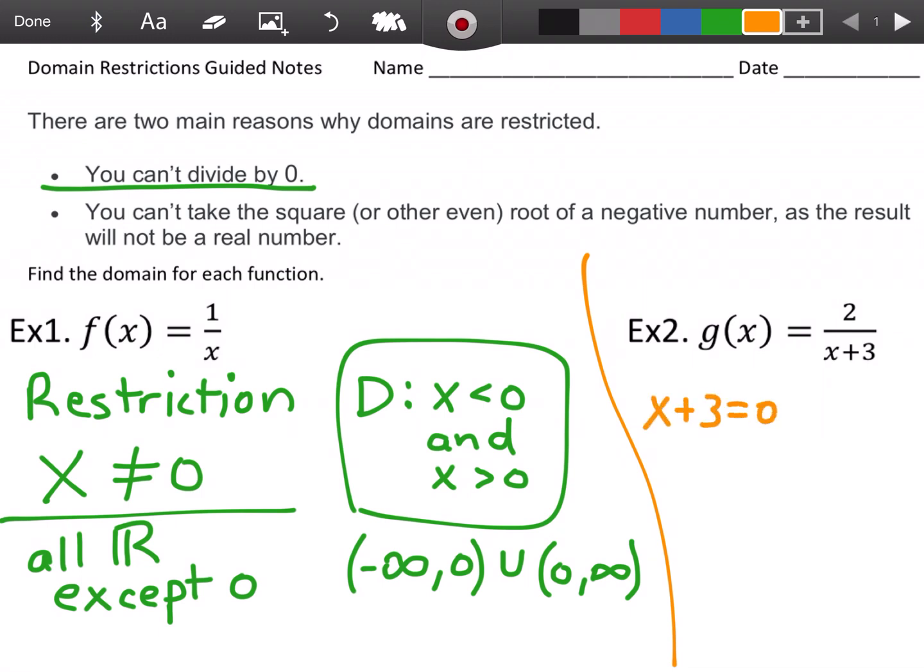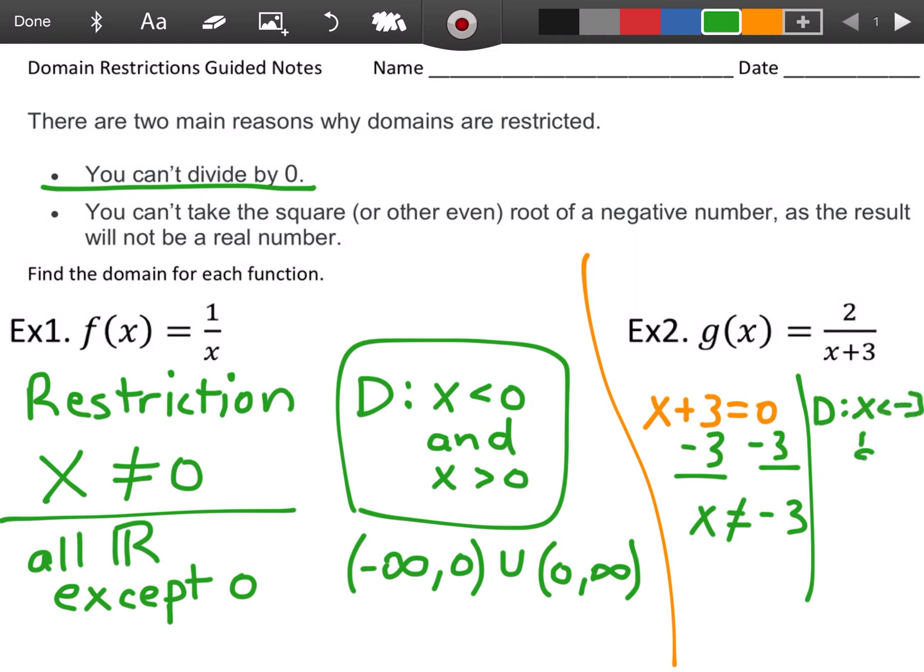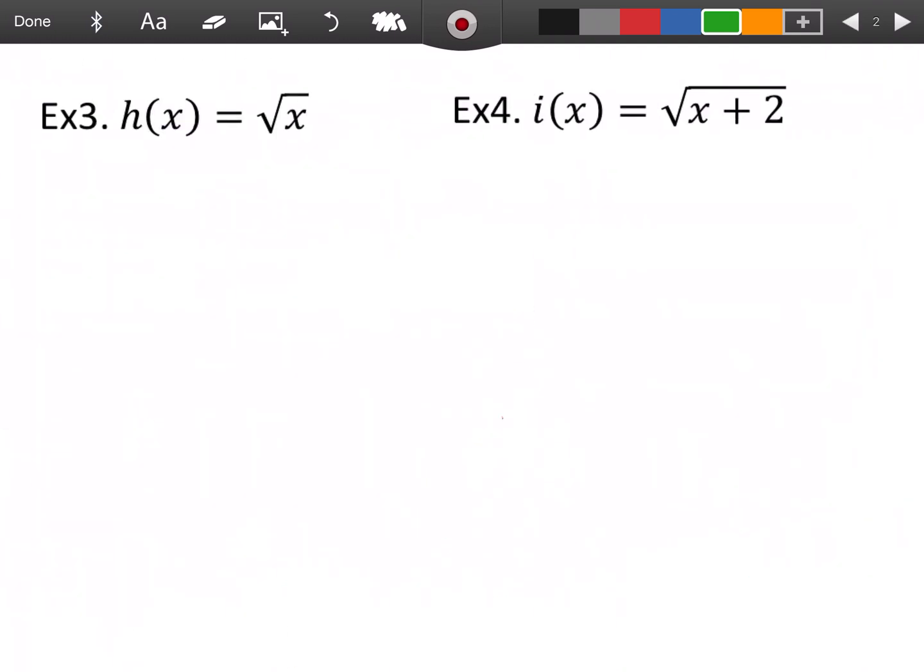Number 2, our denominator cannot equal 0. And so if we set that denominator equal to 0 and solve it, we will figure out what value cannot happen. Subtract 3 from each side, we get x equal to negative 3. Our restriction is that x cannot equal negative 3. And so our domain ends up being all the x's less than negative 3 and all the x's greater than negative 3. So that's our domain. Our restriction is that x cannot equal negative 3.